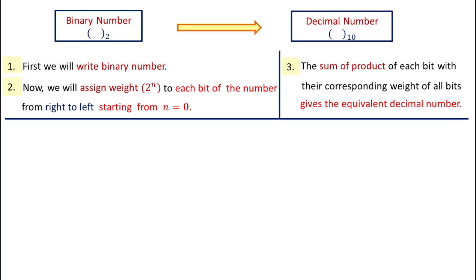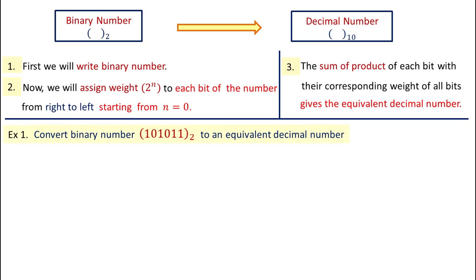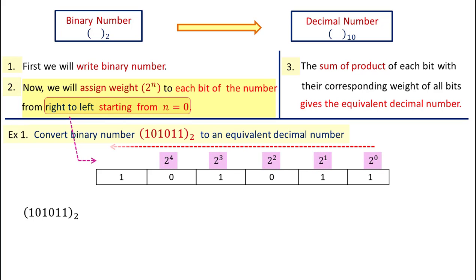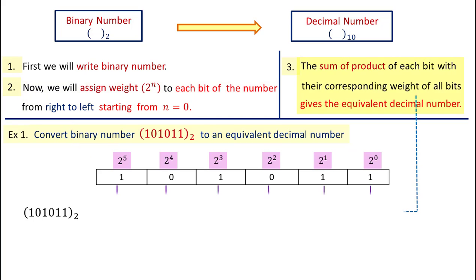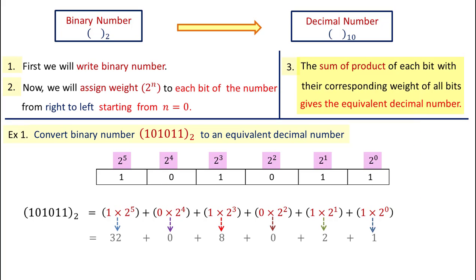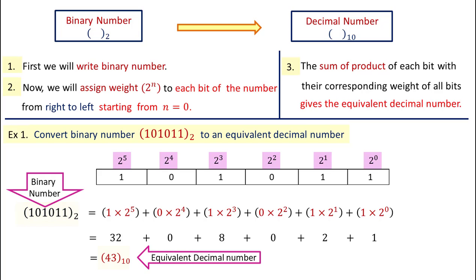First example is, we have to convert the given binary number into an equivalent decimal number. First, we will write a given binary number. Now, we will assign weight to each bit of the number. Now, sum of product of each bit with their corresponding weight gives an equivalent decimal number. Now we will discuss next example.